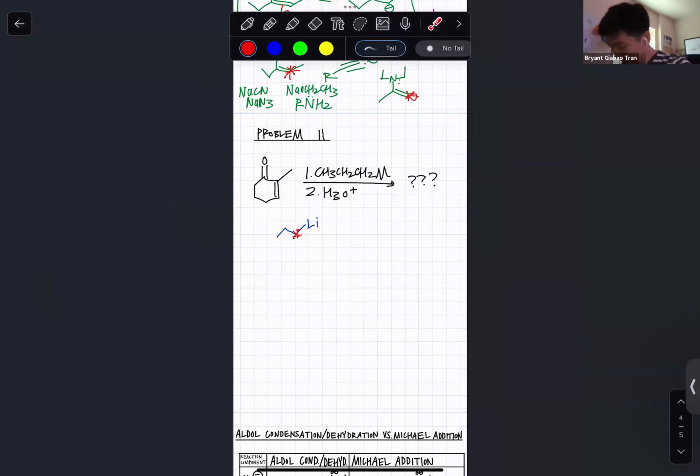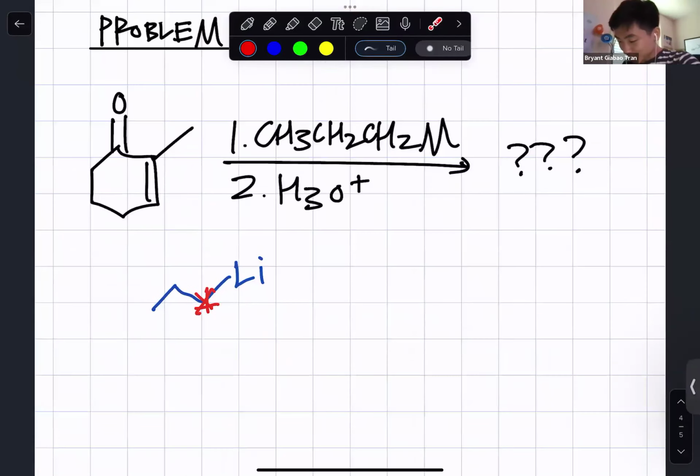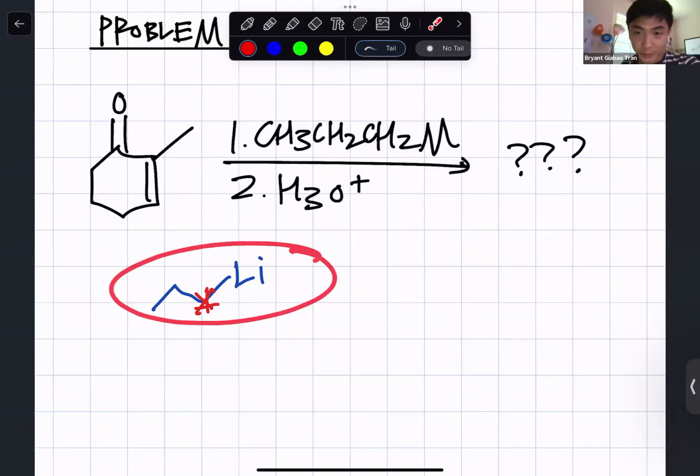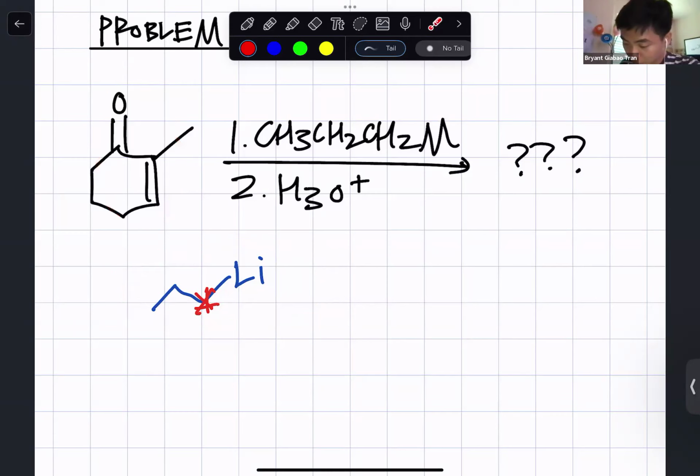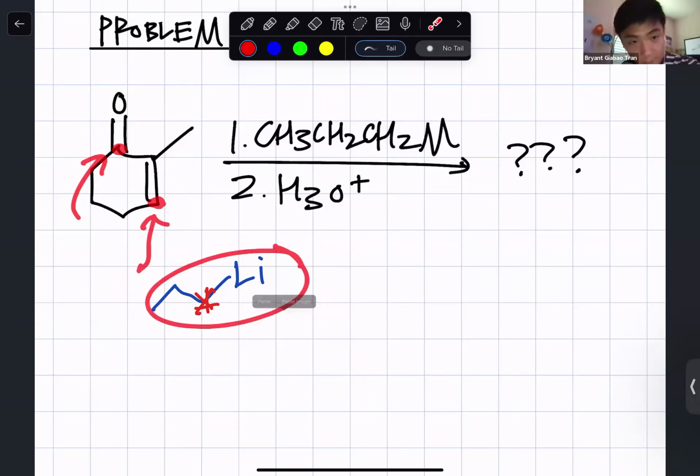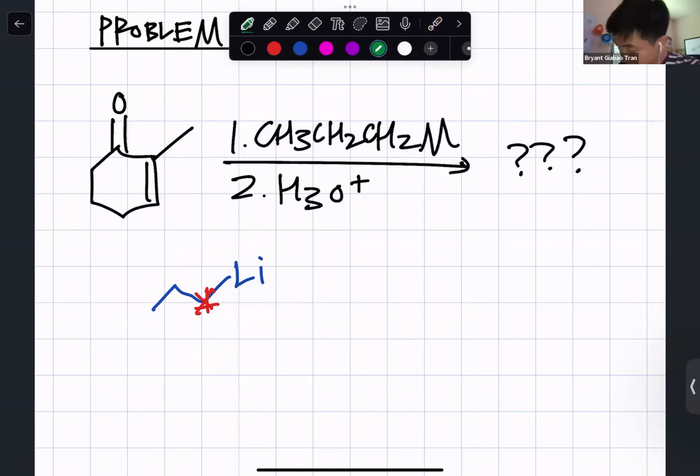Okay, let's go back to that problem set and use what we just learned. So this is an organolithium reagent, an organometallic reagent, which is a type of hard nucleophile. This is our enone here, our alpha beta unsaturated carbonyl. So we talked about two possible electrophiles, the carbonyl carbon or the beta carbon. Since we have a hard nucleophile, that hard nucleophile will attack the carbonyl carbon, right? So our electrophile here is going to be this carbonyl carbon.